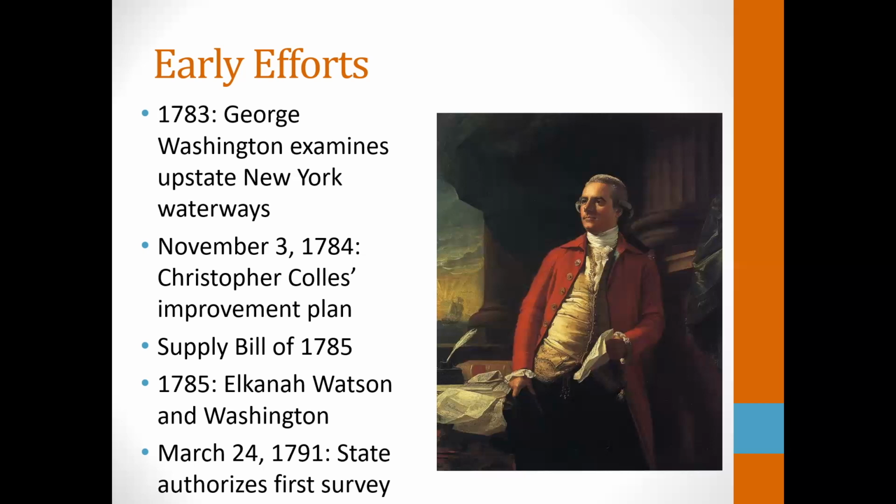The source of this is for the most part Elkanah Watson, and he is an unreliable narrator at best. He will spend almost all of his life trying to take sole credit for coming up with the Erie Canal, and will not let anyone forget about it. But anyway, he moves to Albany a few years after this conversation. His business in North Carolina had failed, and he knows about the natural route of the Mohawk Valley. And on March 24th, 1791, he gets the state to authorize a survey of the Mohawk River, which is important.